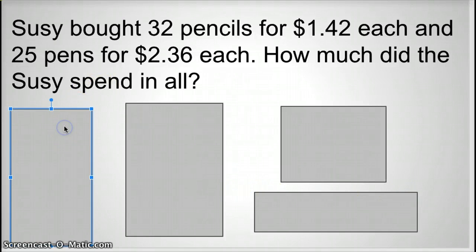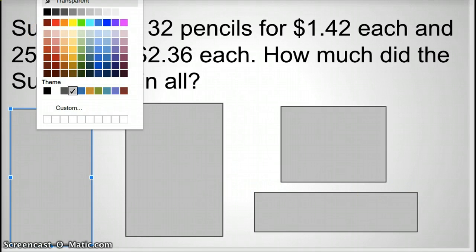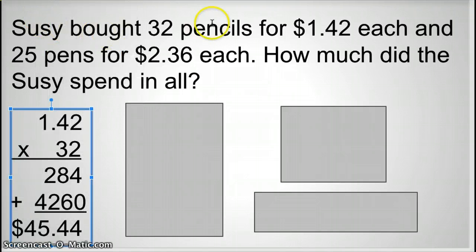The first step to this problem is right here. It says Susie bought 32 pencils for $1.42 each. Well, to find out how much she spent, I'm going to take $1.42 times 32 to get $45.44. Apologize if I made any math mistakes. I did this with a calculator, so it should be fine, but you never know.